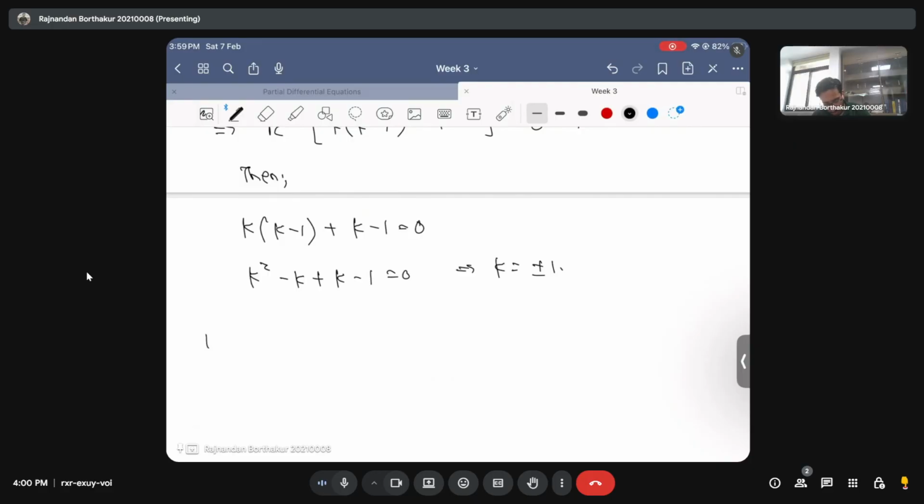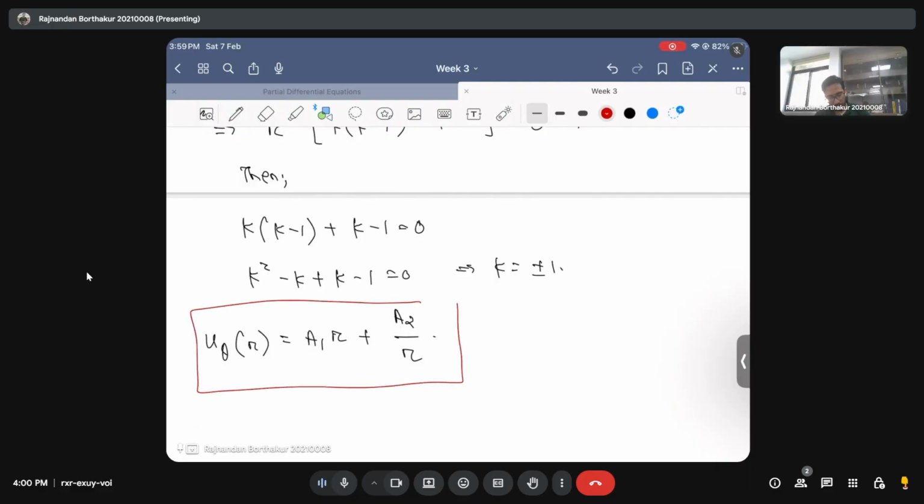So the complete solution of u theta as a function of r is going to be some a1 times r to the power 1 plus a2 by r. That's your general solution for u theta. And that's how you actually solve these Euler-Cauchy equations, or equidimensional equations.